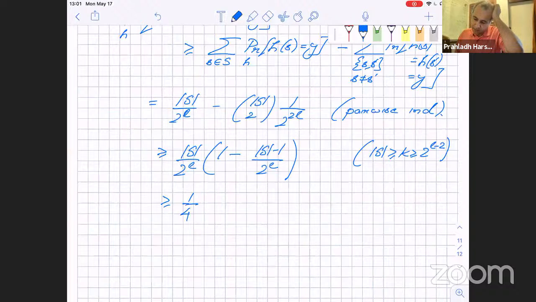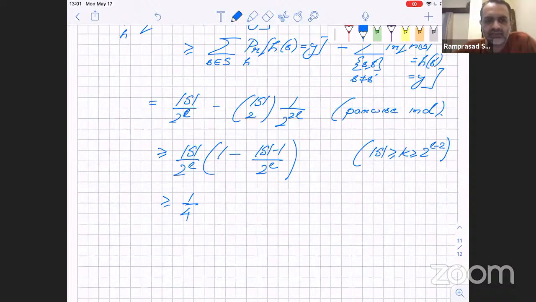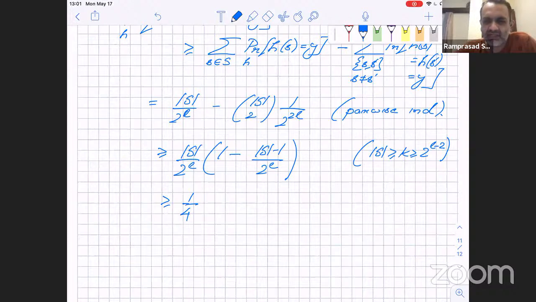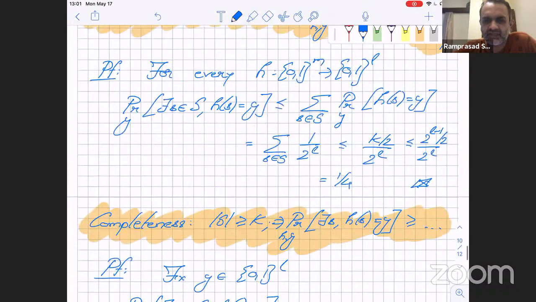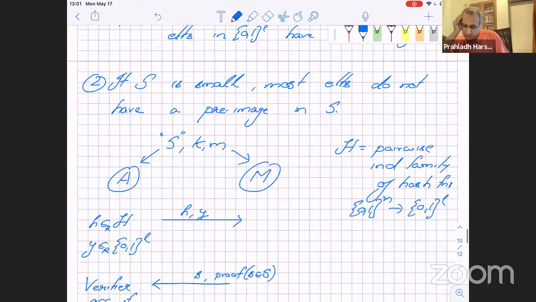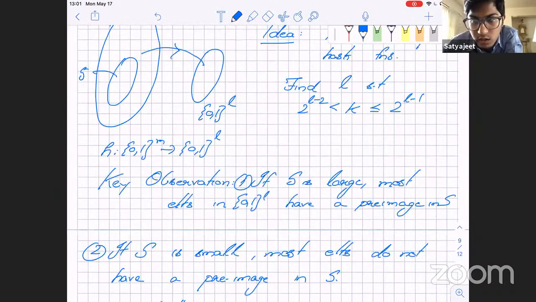Why do you have half? Sorry, mod S is at least as large as 2 power L minus 2. Wasn't it 2 power L minus something? I don't remember the choice of L. The L was chosen to be... This is the choice of L. Okay.